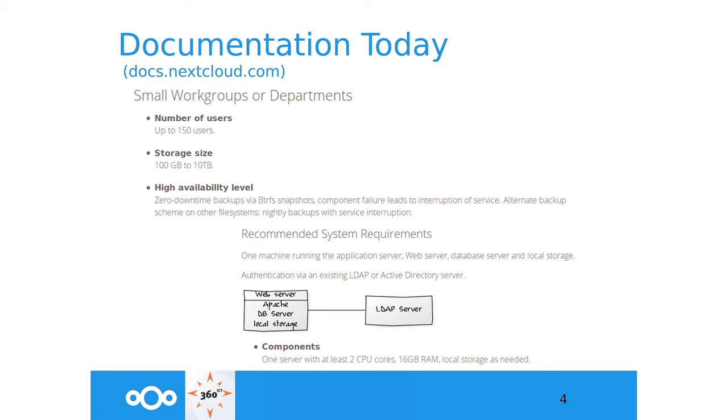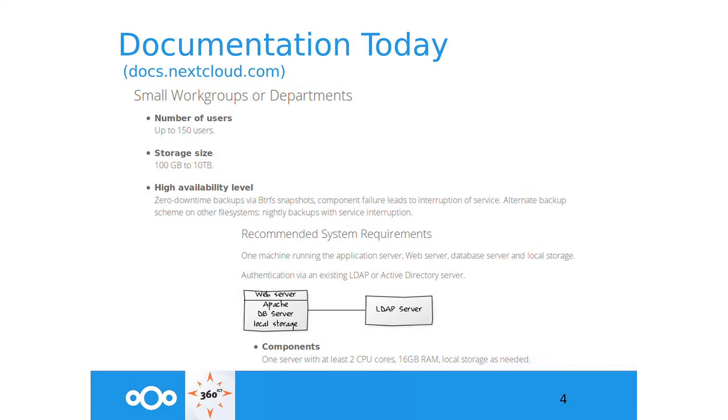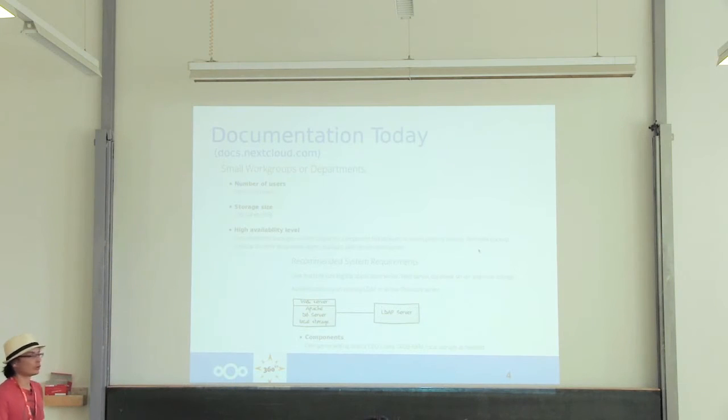Basically, we started with a small implementation. That's this one. It's a small work group, about 15, 20 users. We just tested all the functionality. It's a really basic setup. All the roles are on one system, one server. You could connect an LDAP server. That's the basics. This is solid, and I think this is used a lot.